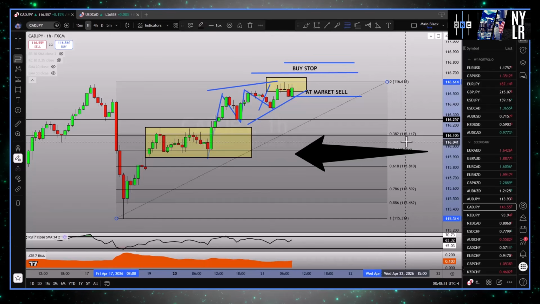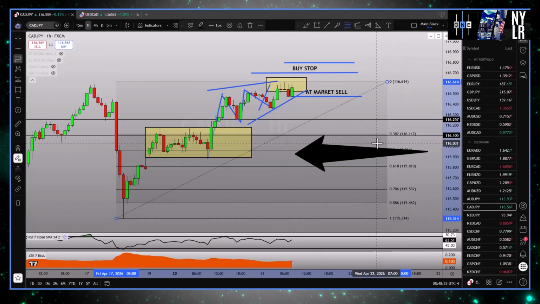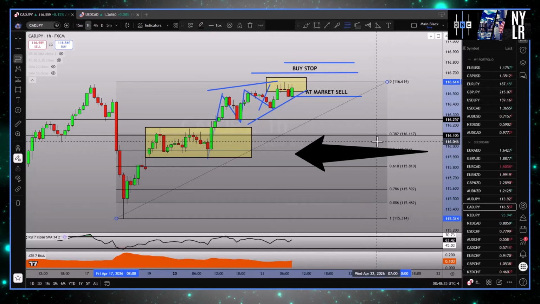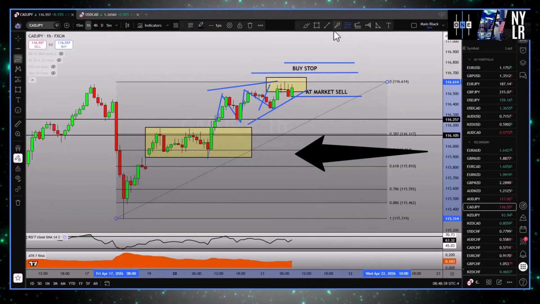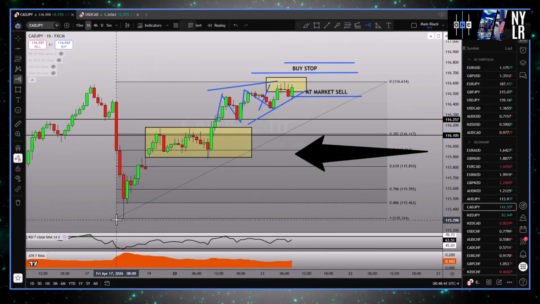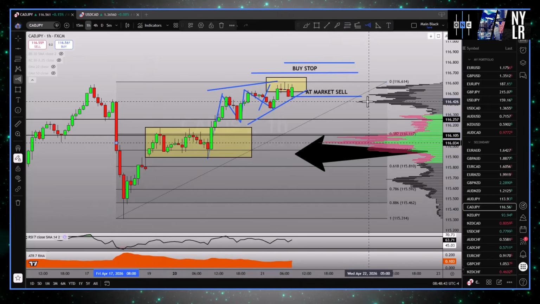Look at that. We got a 382 right at Phil's level. Take that, Ollie. You guys want to see volume as well. Let's bring on some volume profile. See what we have here.